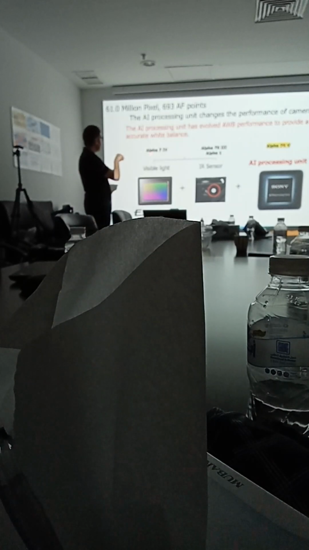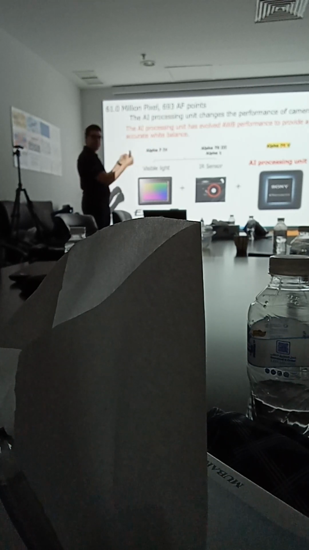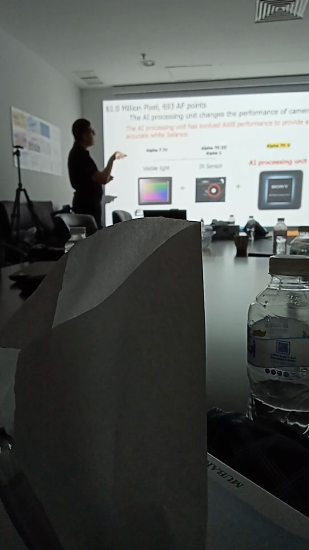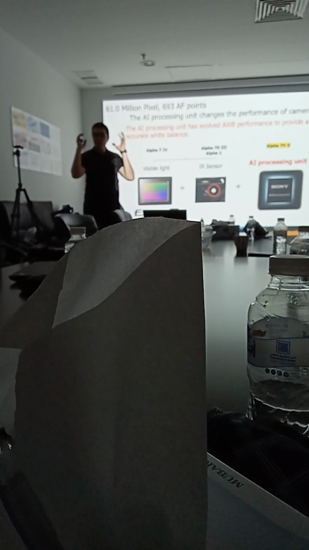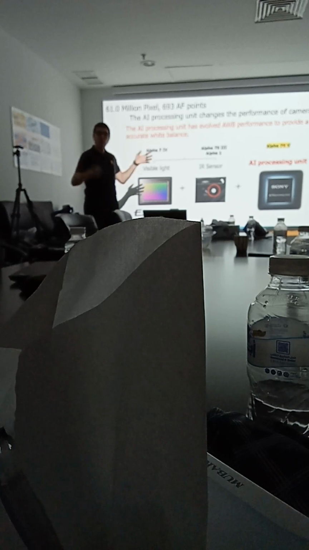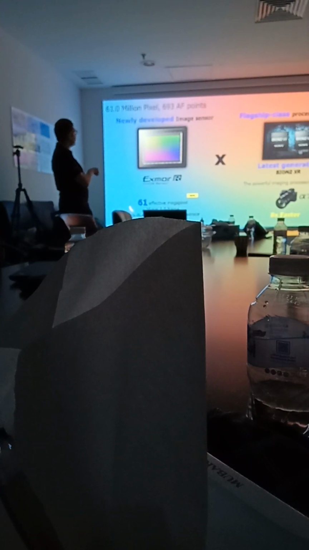This camera is using the sensor of the Alpha 7 IV, but we stretch it a little bit to make it high resolution, 61 megapixel. And we are using the Alpha 7S III's sensor to identify the colors and the light. And we are using the AI processor unit. So we have a new dedicated unit just for artificial intelligence, to have a faster brain than the normal processor. And this is how it works, 61 effective megapixels.